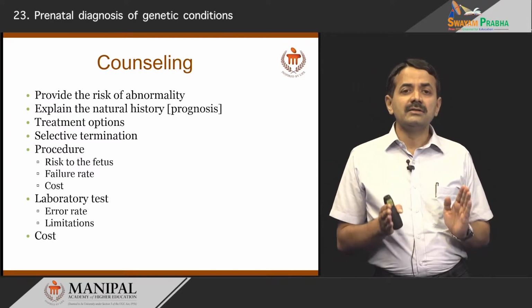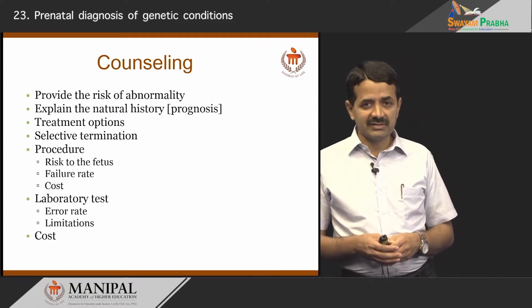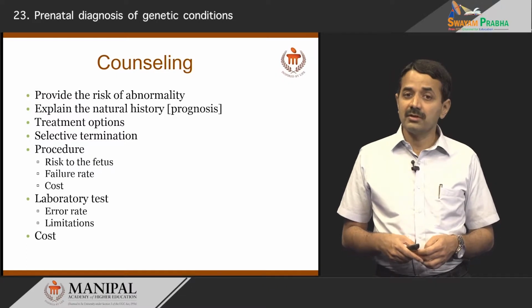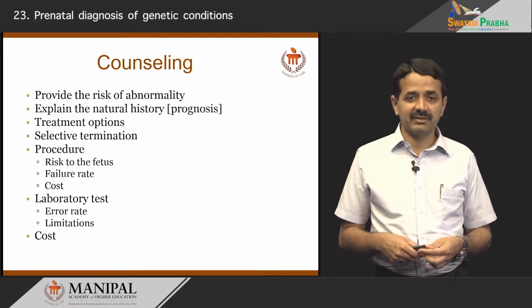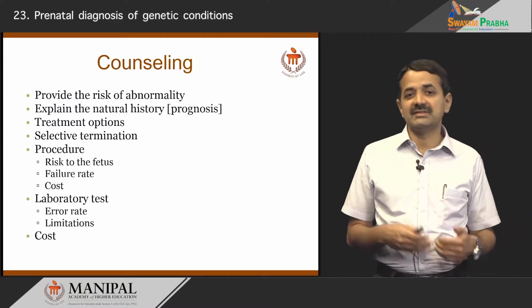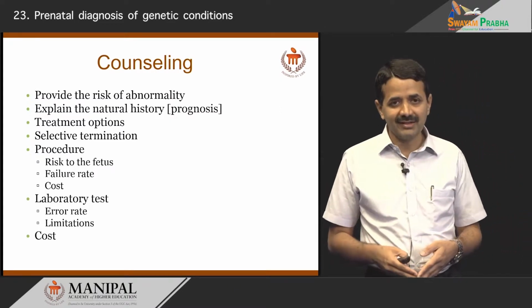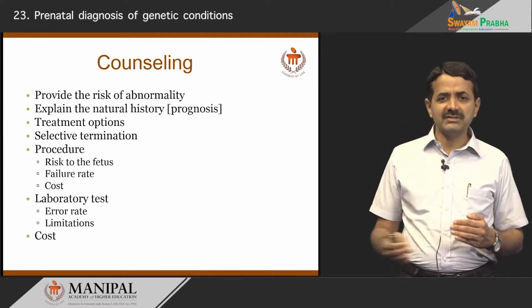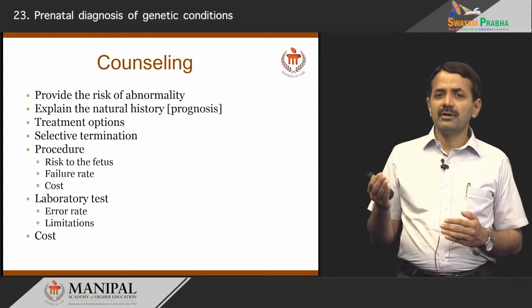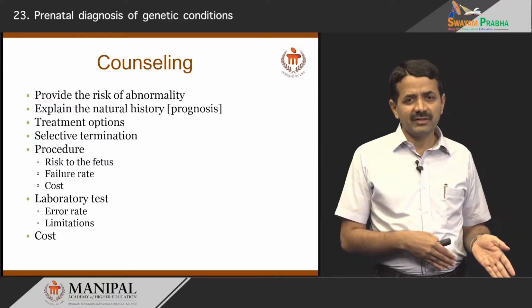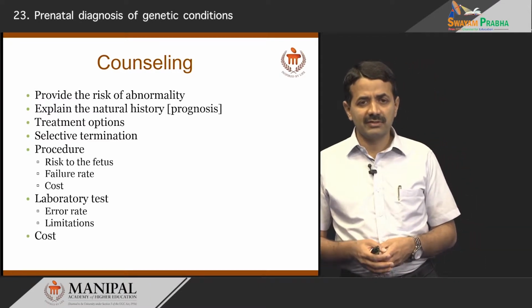And discuss selective termination if the condition is very serious, or treating after the baby is born, or shifting to a place where the facilities are available. Discuss the procedure in detail. What is the risk to the fetus? Is there any risk to the mother, which is usually not there? With good centers, good trained people and good machines, the risk to the fetus and mother has come down drastically, to the extent of 1 in 1000 for amniocentesis and 1 in 500 for chorionic villus sampling.